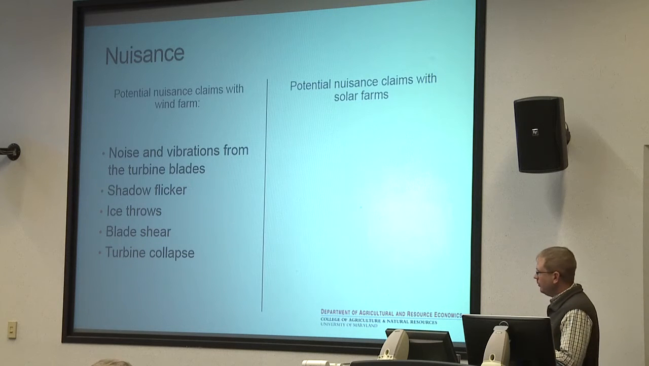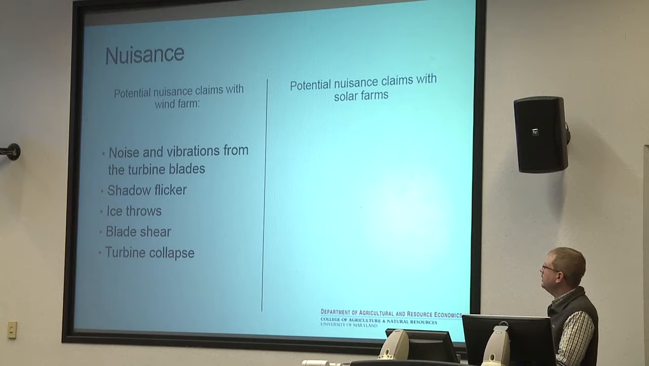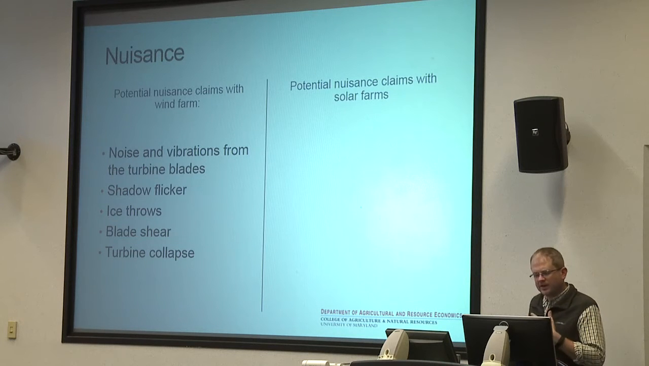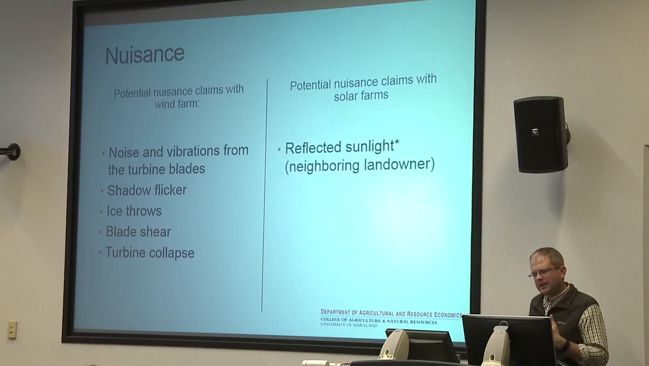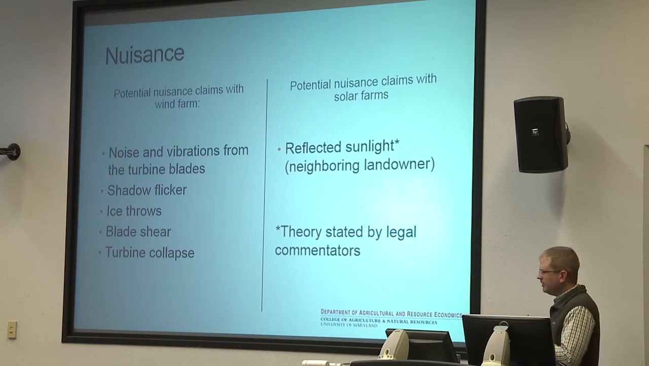We kind of put them up here for each. There's a lot more with wind. Solar has very few. So it's potentially noise and vibrations from the blade, shadow flicker, ice throws, blade shear, wind collapse, or turbine collapse, not wind collapse. So these are all potential nuisances that you could cause to your neighbors.